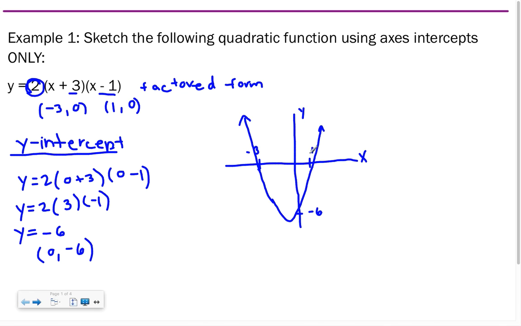It's well labeled. You can see the x-intercepts. You can see the y-intercept. This is fine. The question doesn't require anything more than this.